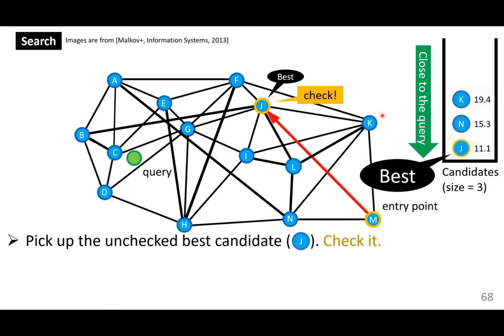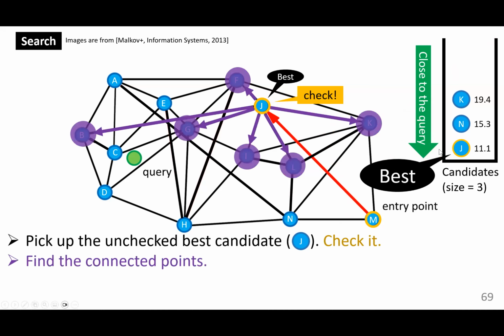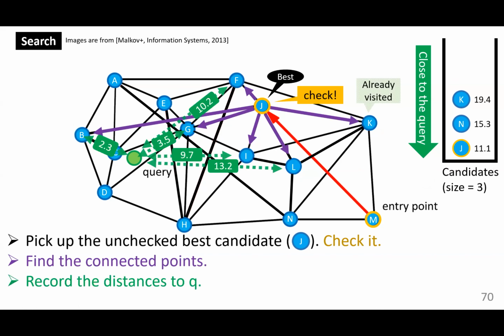Oh, and note that if we check this one, we also check this candidate as well. So now there's an orange circle here. Then again, we find the connected points. J has many neighbors, so we need to check all neighbors, then compute distances, then record them. And be careful that this guy has already been visited in the first iteration, right? So we don't need to compute that. We need a flag to check that, to save computation.